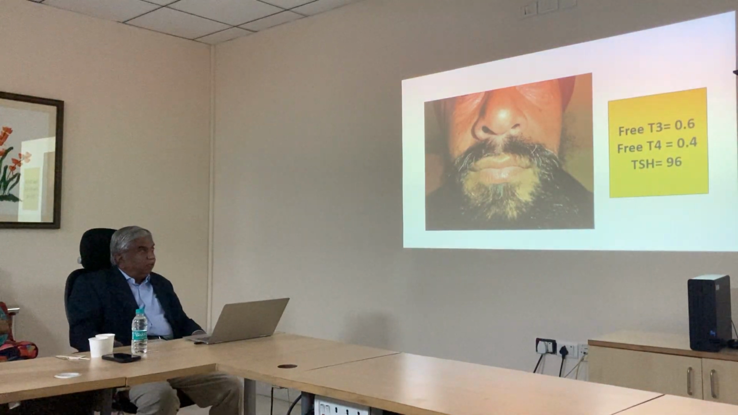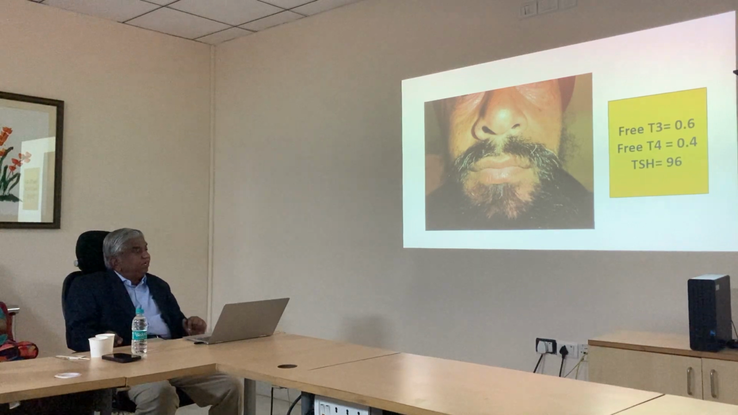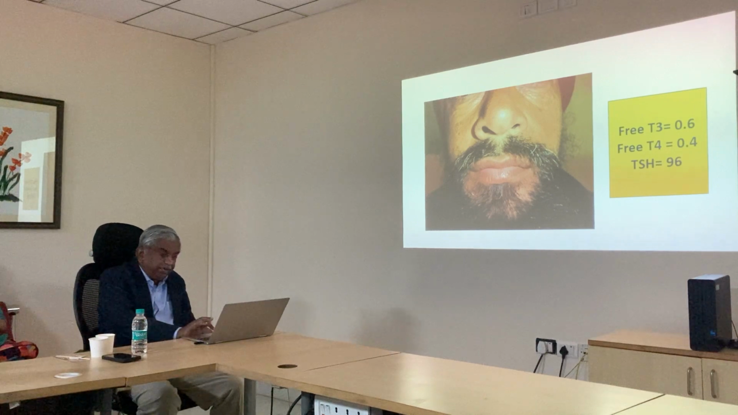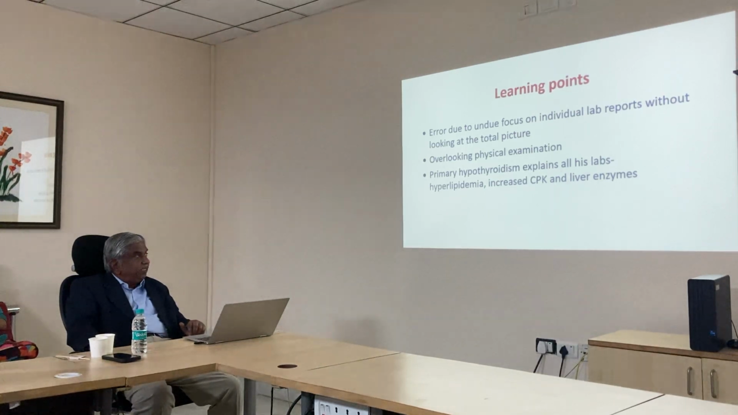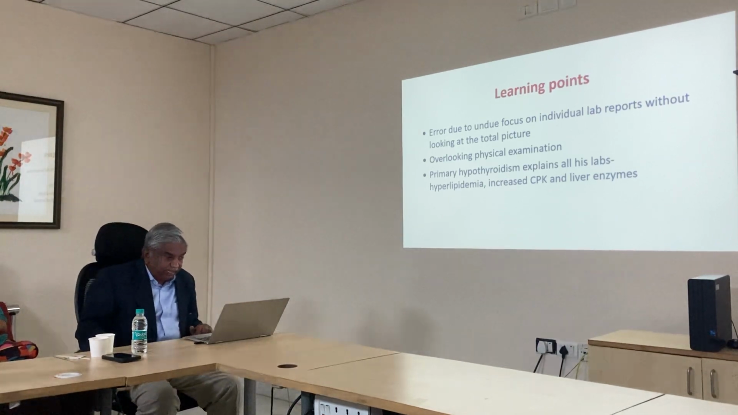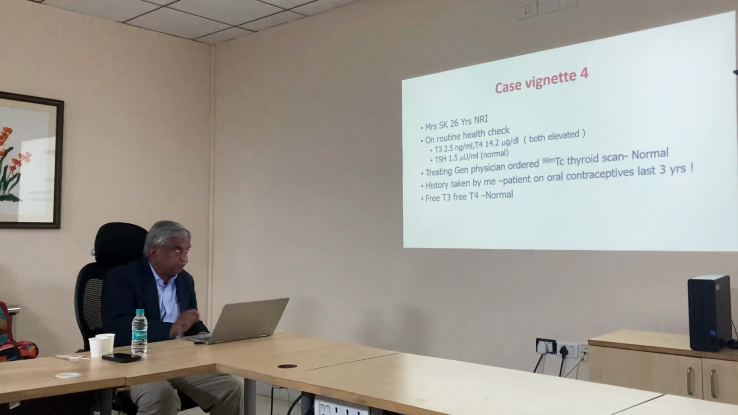Somehow, I don't know how, in this patient with so many investigations done, usually nowadays the labs do thyroid function tests, but in this patient thyroid function tests were missed, and this was the TFT done later. So, error due to undue focus on individual lab reports without looking at the total picture, overlooking physical examination. Primary hypothyroidism explains all his labs: hyperlipidemia, increased CPK, as well as liver enzymes, whereas it was attributed to the drugs in this patient.